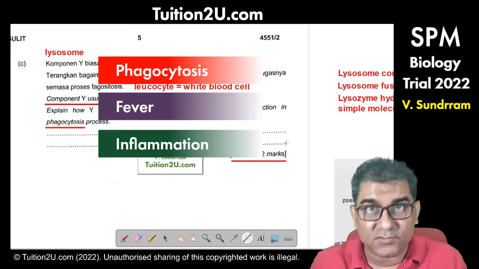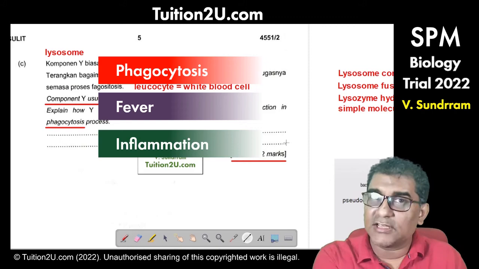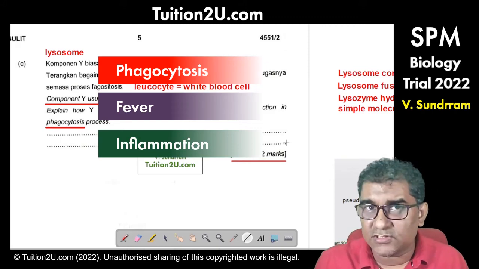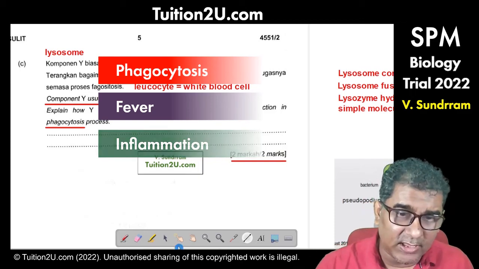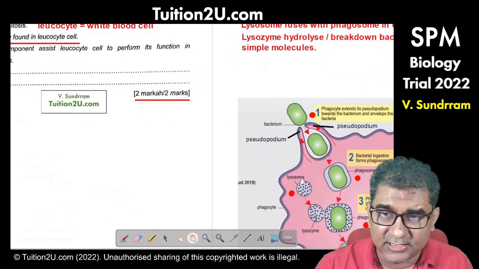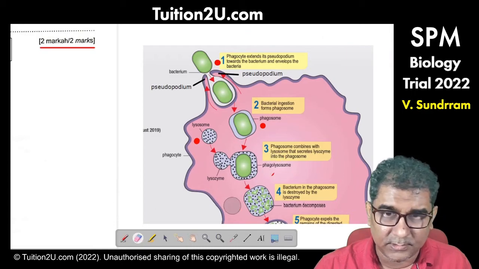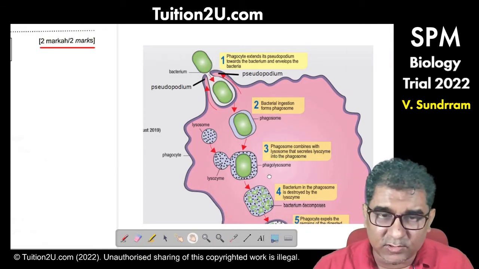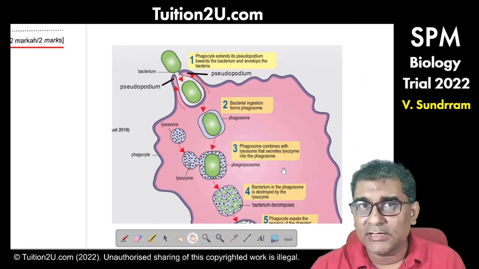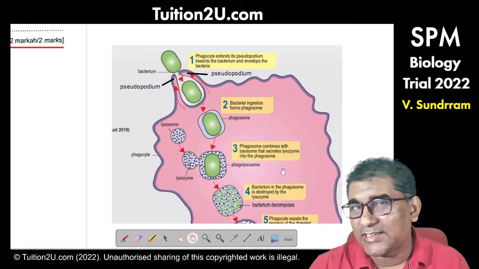I'll give you because we are doing revision. We are answering the trial paper, and we are also doing revision. So you need to know the second line of defense. What you have in the second line of defense is this diagram here. This diagram is what you have in your textbook in terms of how phagocytosis occurs.